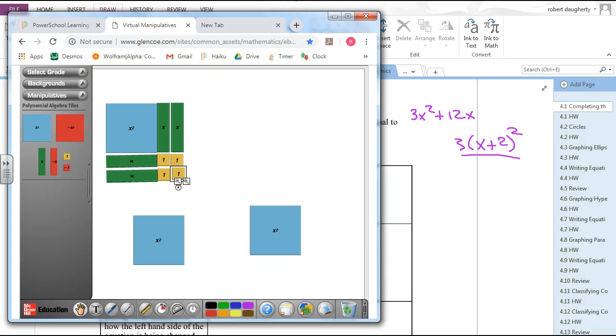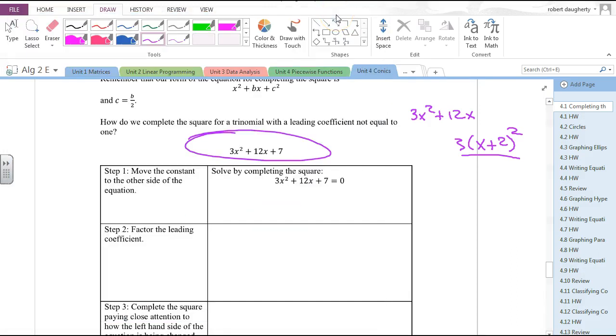Now this gets a little bit more complicated. Once you've got it, you don't really need the visual, but we can have a method for doing this. Here's the thing you just need to keep in mind. Anytime you have a number other than 1 here, you're going to have to factor that number out. So let's write this as 3x squared plus 12x equals negative 7. Does everyone agree with that?